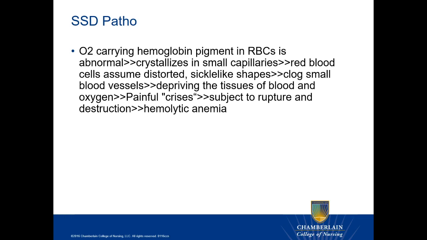The red blood cells get distorted. The sickle shape takes on. They clog up these vessels. They become like a beaver dam in there and clog it up. Deprive the tissues of oxygen because blood's not getting through. It's extremely painful, this tissue hypoxia. And so the cells rupture, the cells are destroyed, and we have a hemolytic anemia.